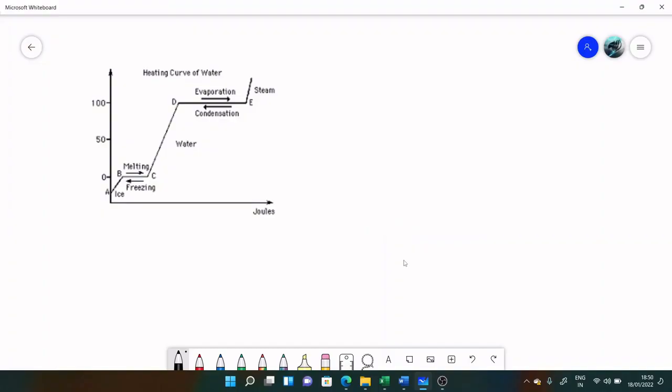What do you understand when you hear the term heating curve of water? Heating curve of water basically tells you what happens to water when you heat it. It is basically phase change but specific to water. Before going into the concept, we first need to understand the meaning of few terms.